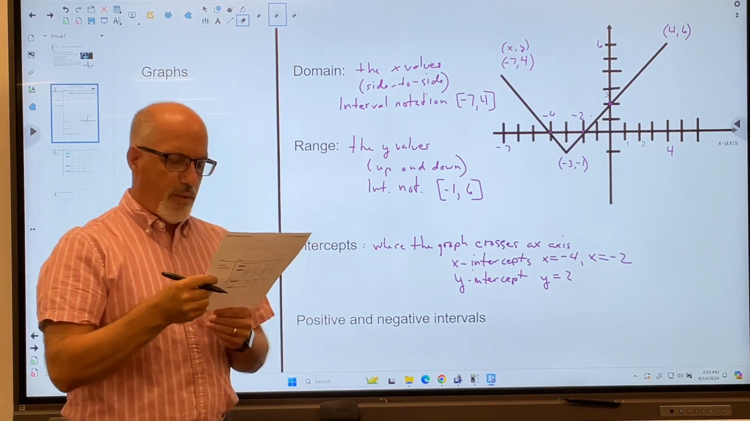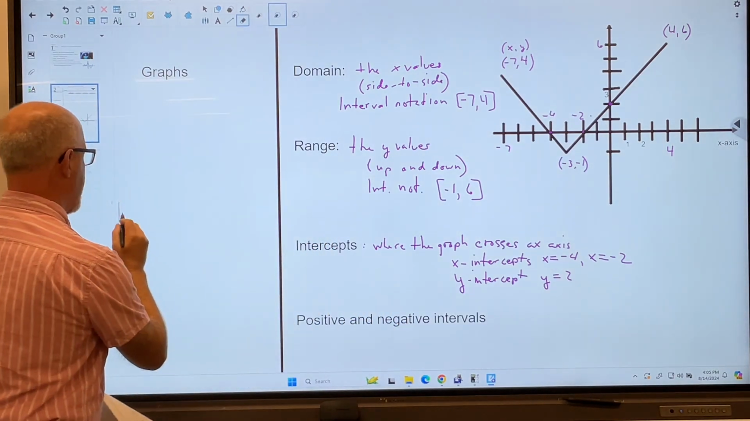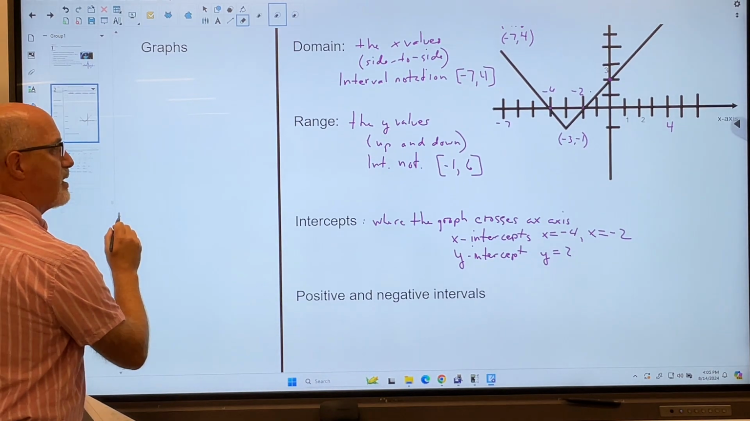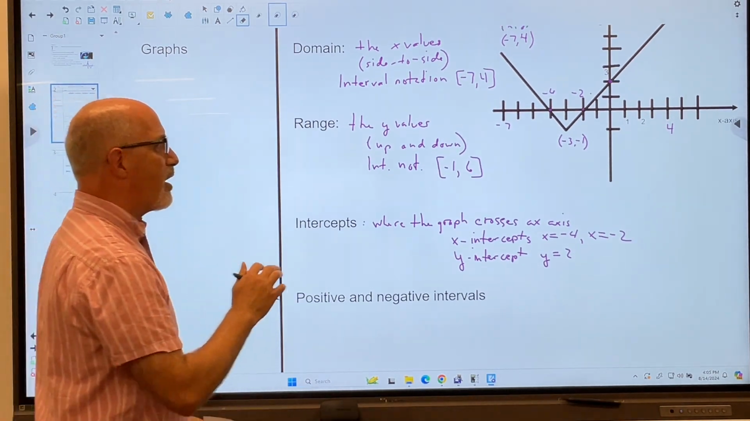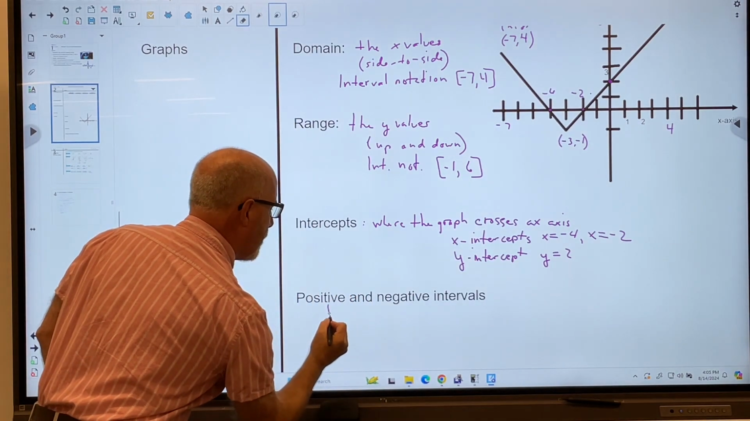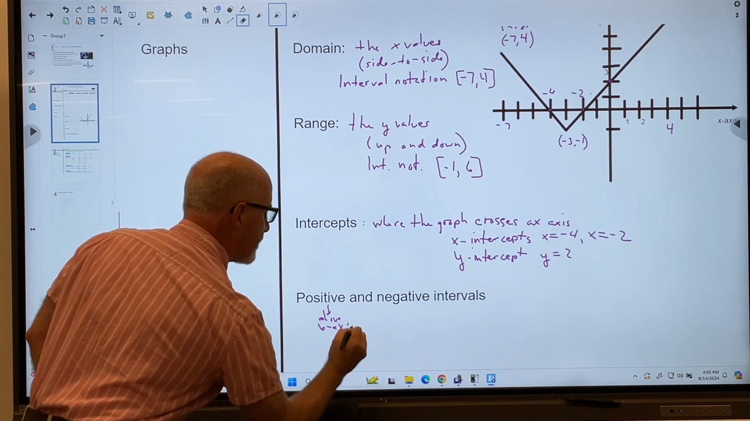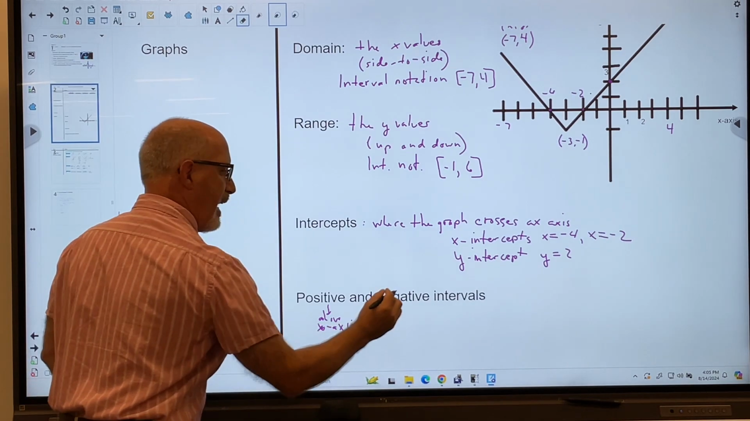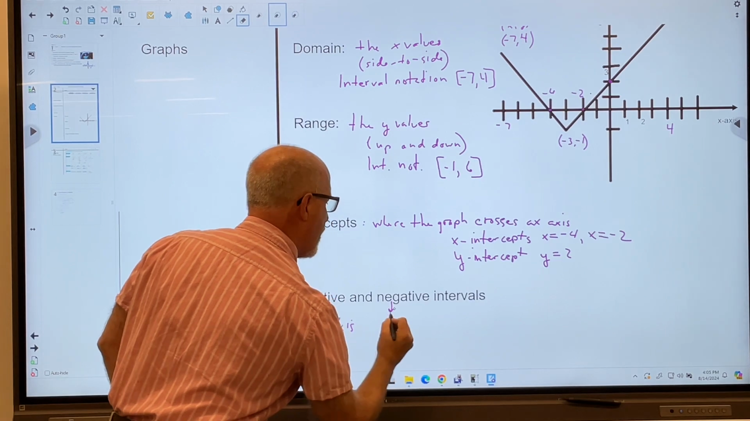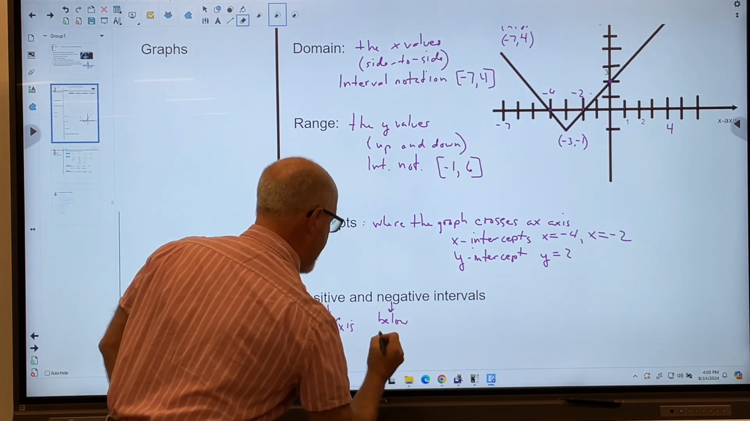Now the next thing we want to talk about are the positive and negative intervals. I'm going to raise it up just a little bit to see this. Where is this graph above the axis? So positive means above the x-axis, and negative means below the x-axis.